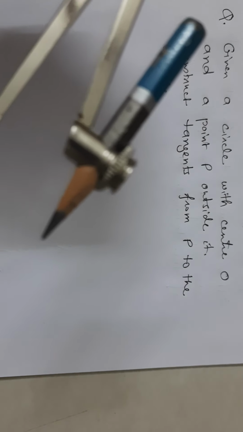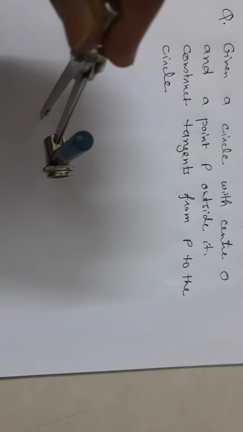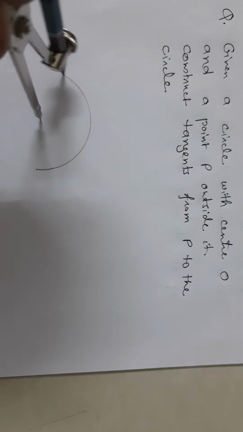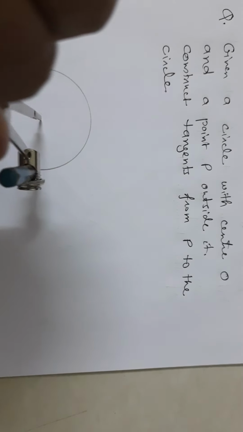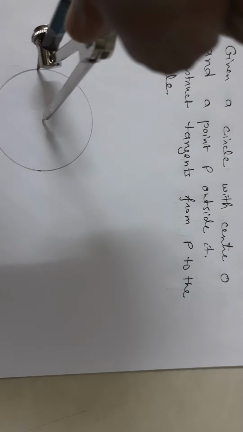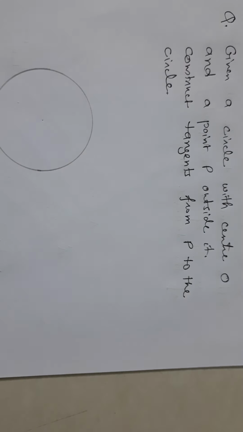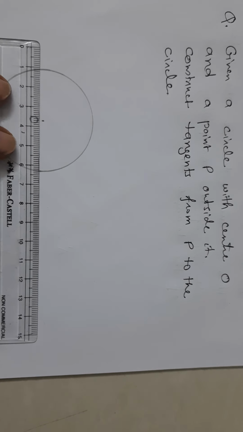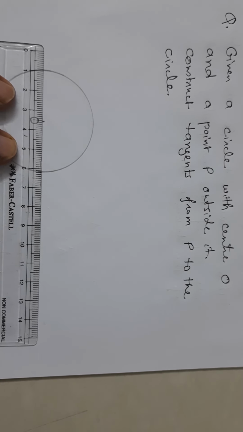I haven't measured it. I am just drawing a circle. Yes, the circle is drawn. Do mark the center O, because it is given that a circle with center O is given. Now there is a point P which is given outside it. So we are marking point P, which is outside.